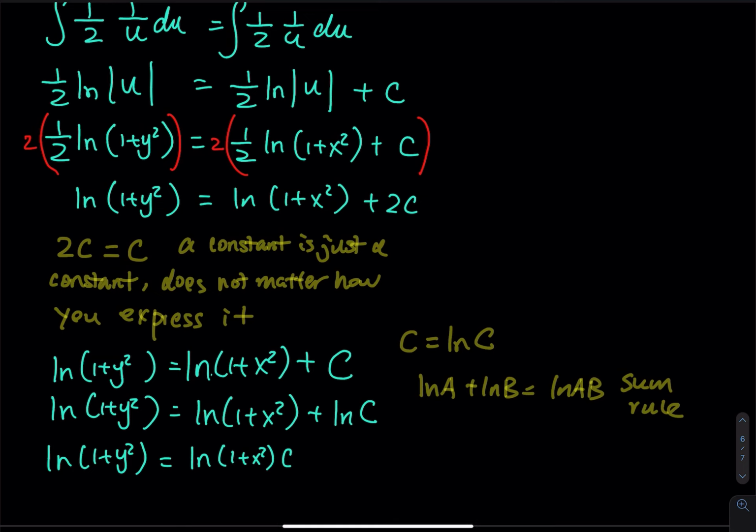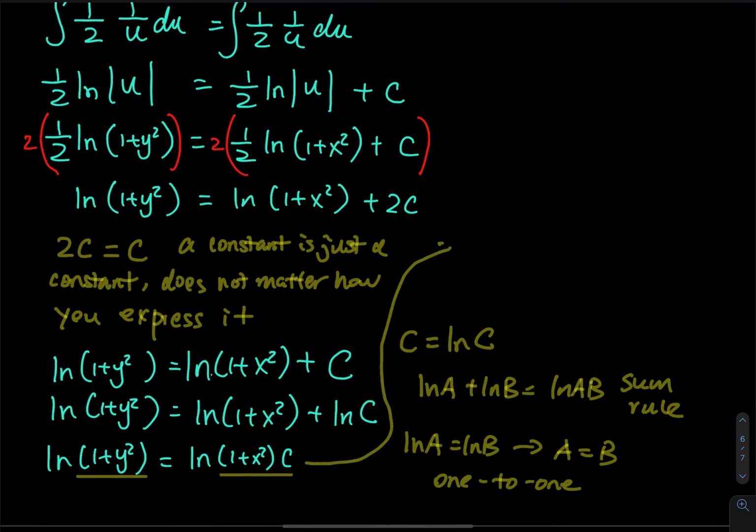And then we have another rule. If you have ln a equals ln b, that means a equals b. This is the one-to-one property of ln. So therefore, we have 1 plus y squared equals 1 plus x squared times c. All right, so let's just move this over here, shall we? So the answer is 1 plus y squared equals 1 plus x squared, and then times c.